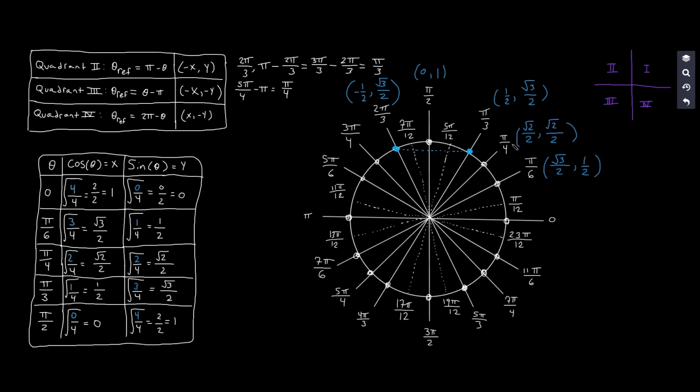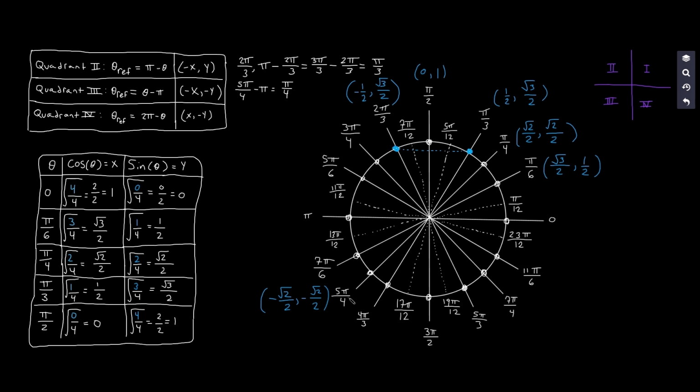So pi over 4 is our reference angle, and the x-coordinate is root 2 over 2, and for the y-coordinate, it's also root 2 over 2. However, for quadrant 3, we have to apply the quadrant 3 sign rule, which means that both of them are negative. So the x and y coordinate points for 5 pi over 4 are going to be negative root 2 over 2 for the x, and then for the y, negative root 2 over 2. And those are our coordinate points.